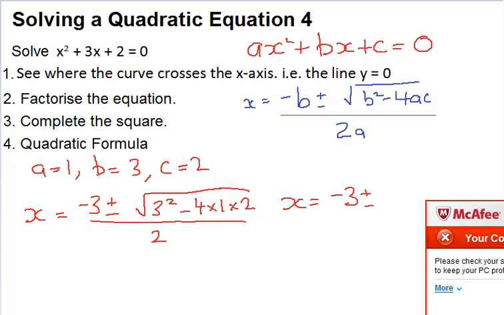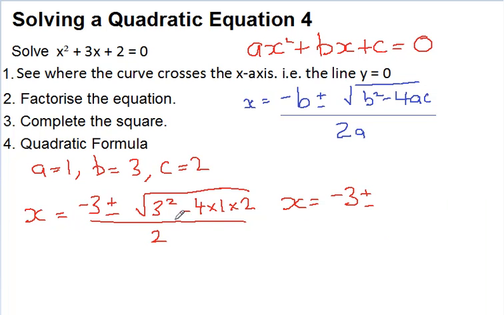And if I use BIDMAS on this here, then I have to do the indices first. So this is the square root of 9. And then we've got minus 4 times 1 times minus 2, which is minus 8, all divided by 2. If I just come down here, then I simplify even further. I've got minus 3 plus or minus the square root of 1. And the square root of 1 is 1.